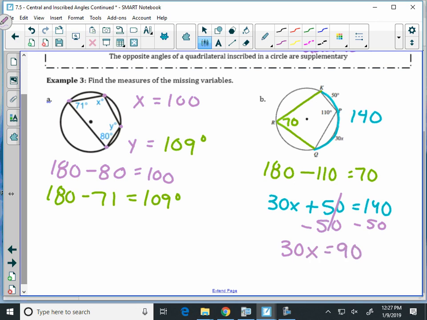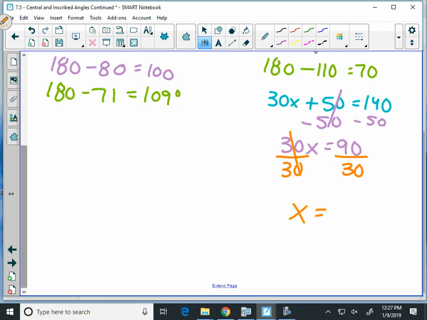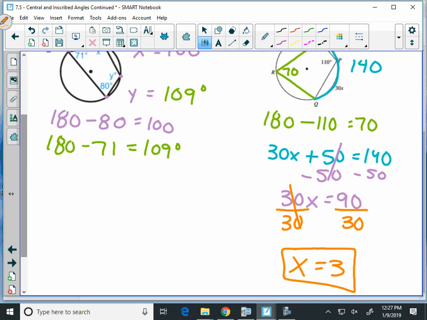And then what do we do with the 30? Multiply it, so we divide. What's 90 divided by 30? 3. So x is equal to 3. Okay. Questions over that?